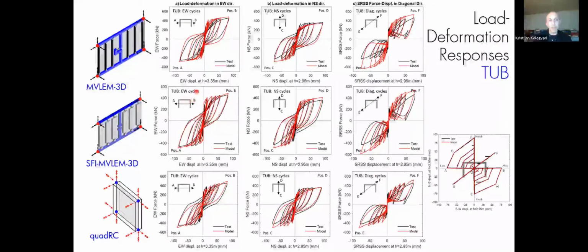It's parallel to the web or the flanges. When you start doing diagonally, and when you load these models diagonally, you can see that particularly when the flange and web is in tension, you're overestimating capacity quite a bit. Starting with the MVLEM, maybe 50%. SFI is doing a little bit better. And then the only one that's actually kind of getting close to the test is this quad model because it's a finite element model.